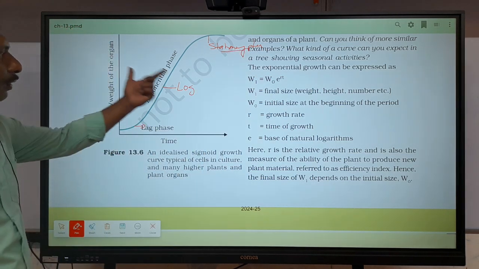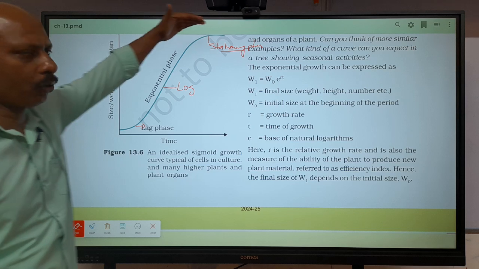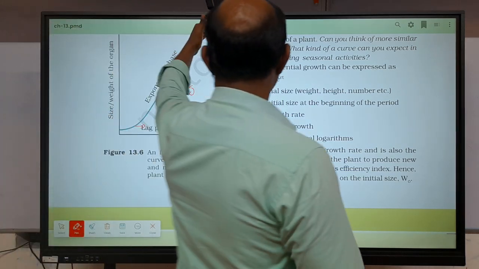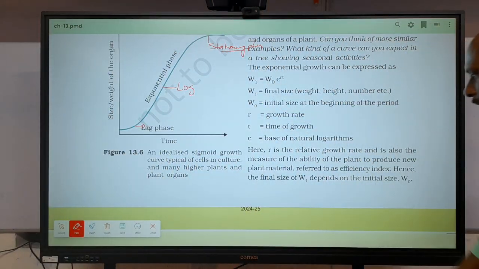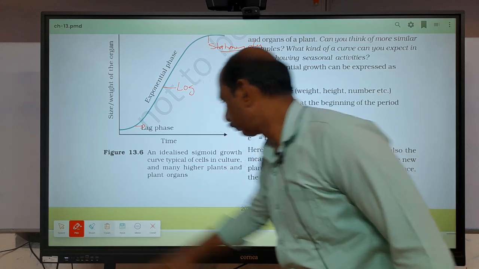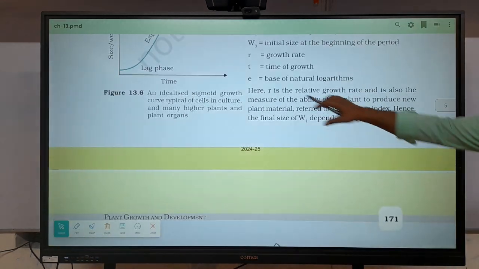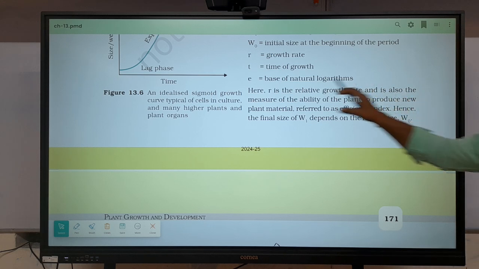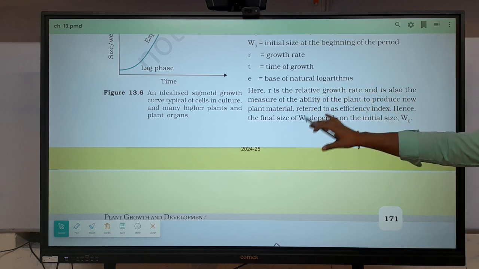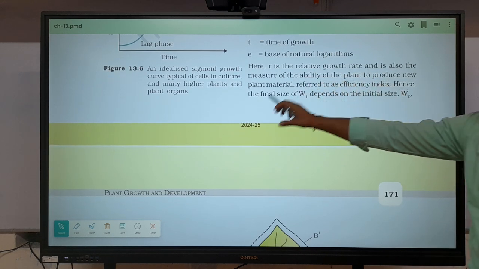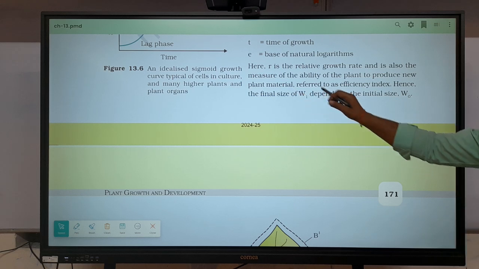Lag phase, log phase, stationary phase, when the growth becomes constant. Now here, R is the relative growth rate, and it is also a measure of the ability of the plant to produce new plant material. Hence the final size is referred to as the efficiency index.